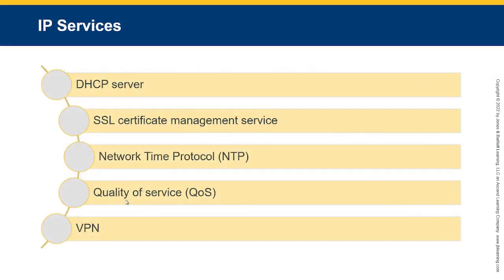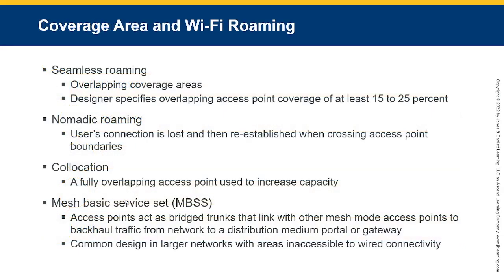You could have IP services such as a DHCP server, SSL certificate management service, Network Time Protocol, RADIUS service, and VPN. You also have coverage area and Wi-Fi roaming, with four options. Seamless roaming overlaps the coverage areas. The designer specifies overlapping access point coverage of at least 15 to 25%.